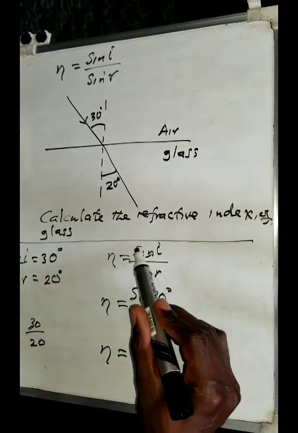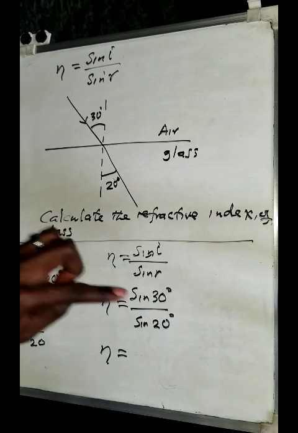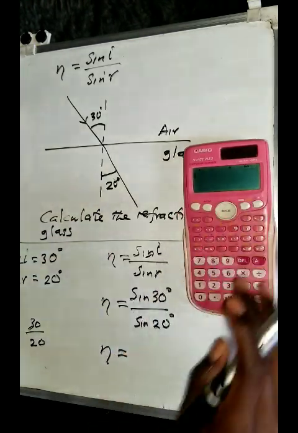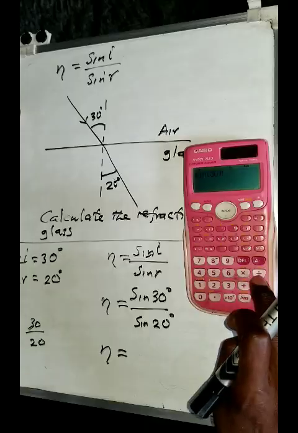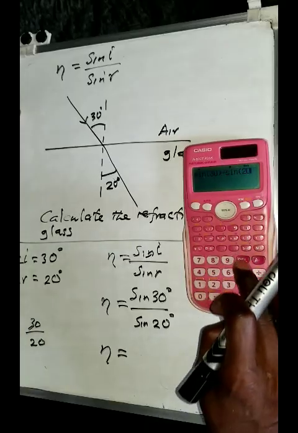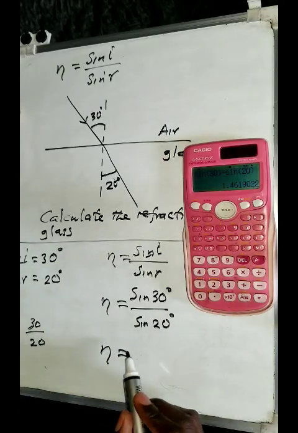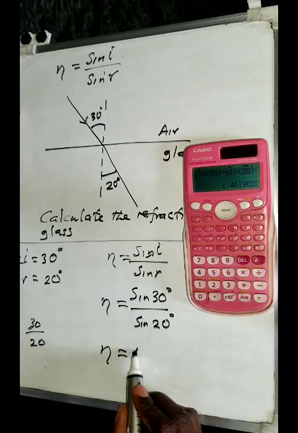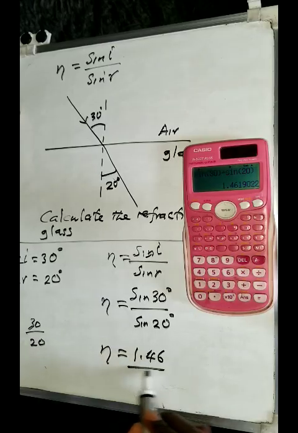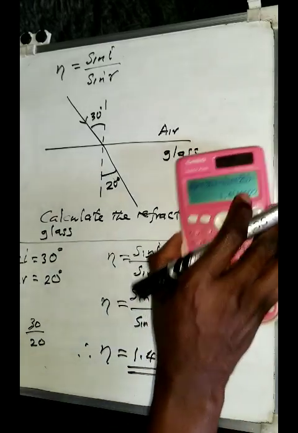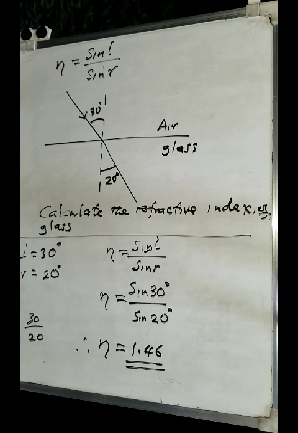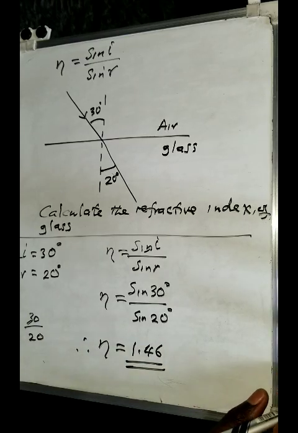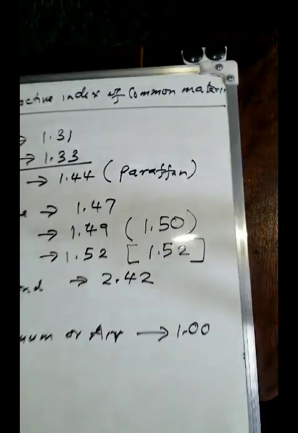But remember, it is sine. You need to include that sine, not just 30 divided by 20. The way I'm doing it, sine 30 divided by sine 20. You can leave it to two decimal places, so that is simply going to be 1.46, and that is the refractive index. Remember, it's a ratio, meaning it has no units whatsoever. So that is what you need to remember.